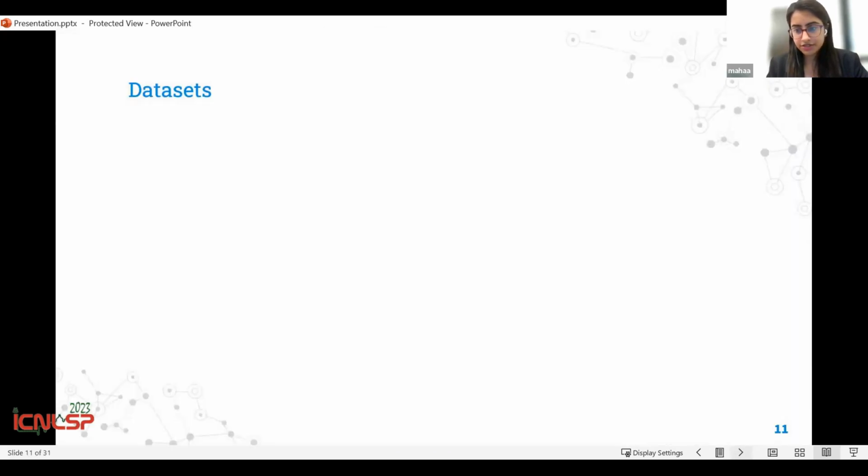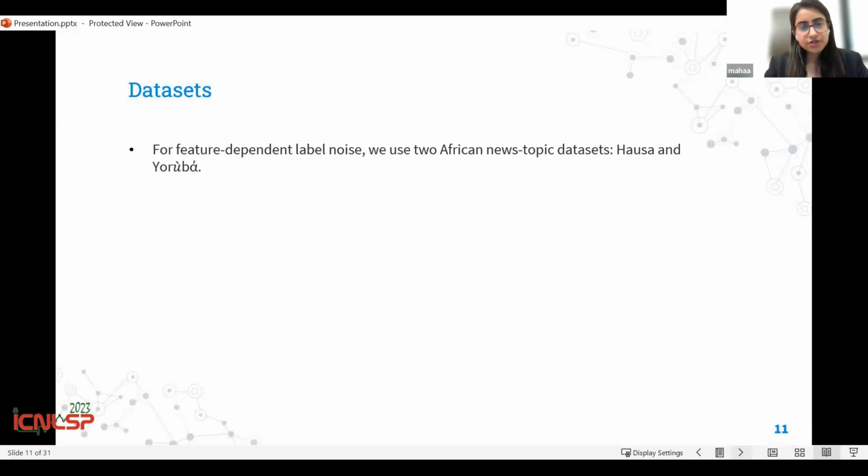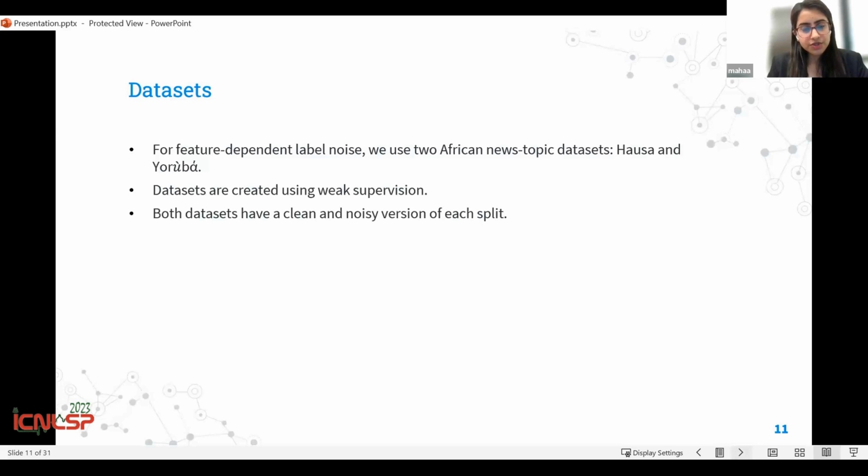Okay, let's get into the data sets we used. To study feature-dependent label noise, we used two African news topic data sets, Hausa and Yoruba. Both of these data sets were created using weak supervision. Both have a clean and noisy version of each split, so we can establish a baseline. And noise in each of these data sets is fixed.